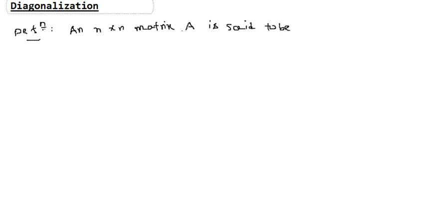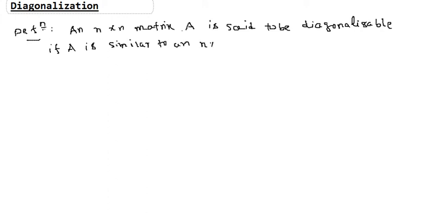So here we go. Here is the definition. A square matrix, an n by n square matrix A, is said to be diagonalizable, somewhere you also find it spelled with an S or a Z, if A is similar to an n by n diagonal matrix.